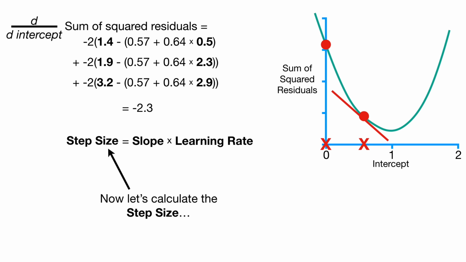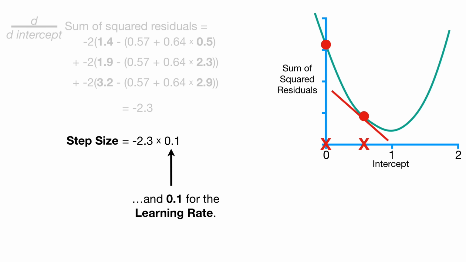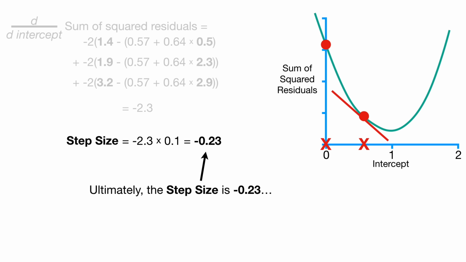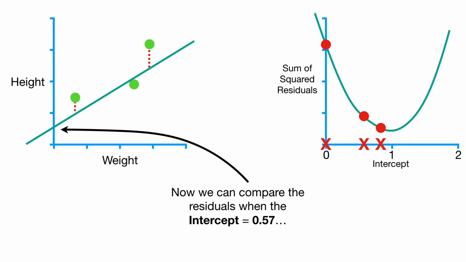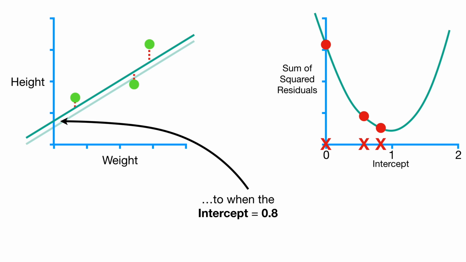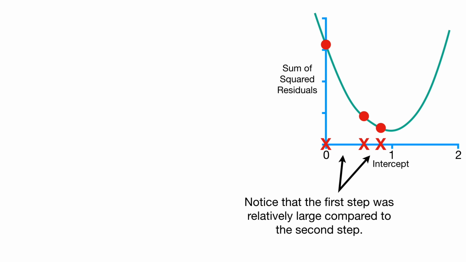Now let's calculate the step size, by plugging in negative 2.3 for the slope and 0.1 for the learning rate. Ultimately, the step size is negative 2.3, and the new intercept equals 0.8. Now we can compare the residuals when the intercept equals 0.57 to when the intercept equals 0.8. Overall, the sum of the squared residuals is getting smaller. Notice that the first step was relatively large compared to the second step.